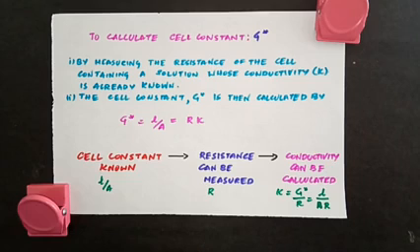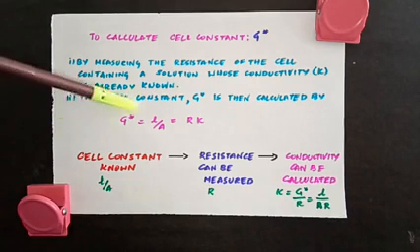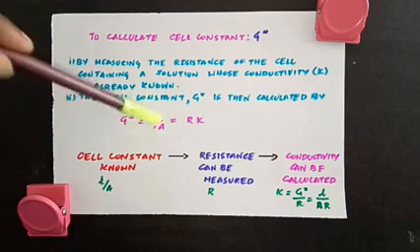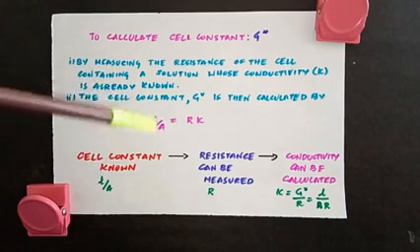You can see a tabular column in your book which gives you the specific conductance value, the kappa value, for KCl for different concentrations at different temperatures. So if you know the kappa, you can find out the resistance of that electrolytic solution. Now I'll show you how to find that resistance. Once you know the resistance, you can calculate G star. G star is equal to L by A, and that is equal to resistance into kappa.